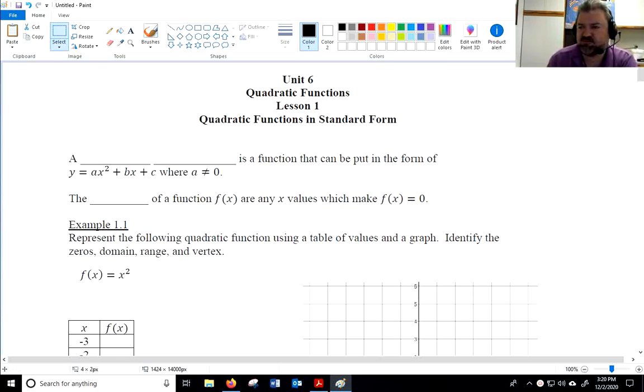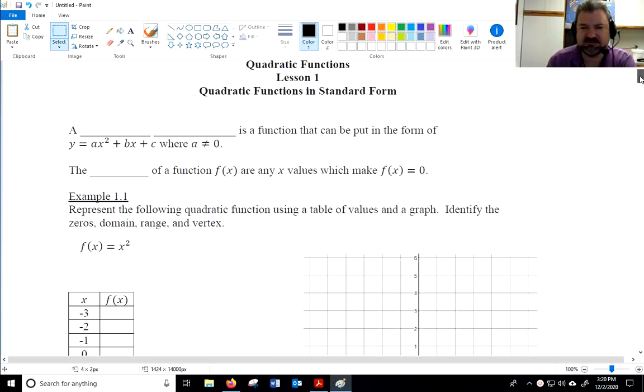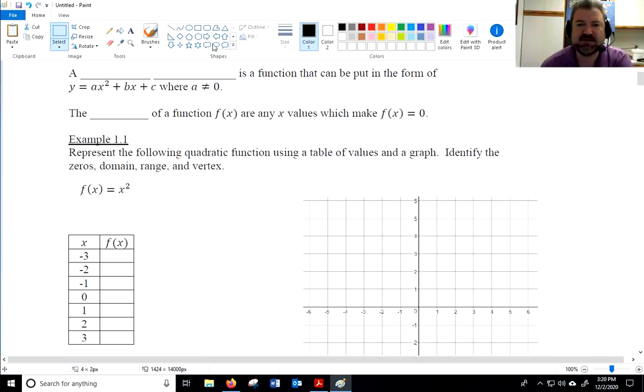This first lesson is about quadratic functions in the standard form. So be aware that we'll be looking at several different forms that a quadratic function can take. All right. I think you can probably guess what goes in these blanks here, right? A quadratic function is a function that can be put in the form of y equals ax squared plus bx plus c, where a does not equal 0. So this is basically the same definition that we had for a quadratic expression, except for now we have y equals, making it a function.